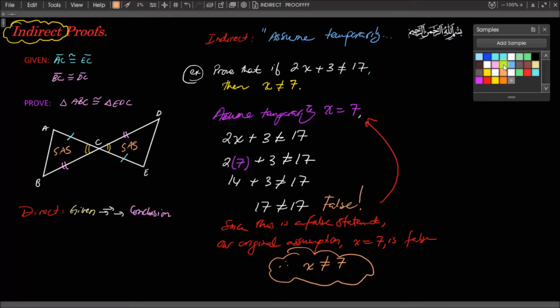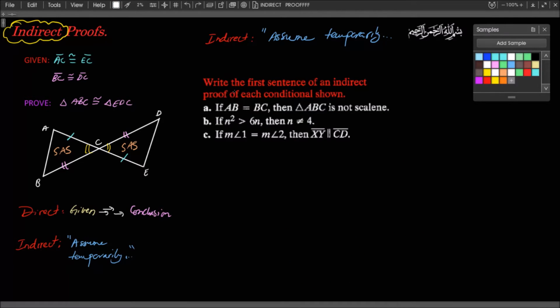They always start with, or similar to this: assume temporarily that the very thing you want to prove is actually false, and you assume the opposite is true, and you start from there. So here are some examples that I found. It says, write the first sentence of an indirect proof of each statement shown.